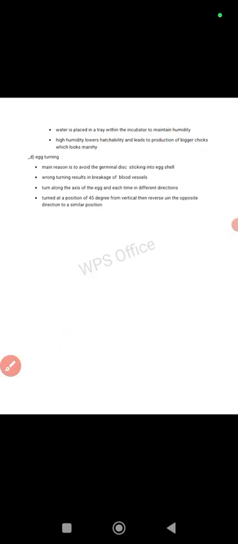Another condition is egg turning. Although that is a physical condition, it is not a natural condition. So egg turning is a very essential requirement of artificial incubation. The main reason for doing this regularly is to avoid the germinal disc sticking onto the eggshell, leading to a possible lack of hatchability because of embryonic mortality.